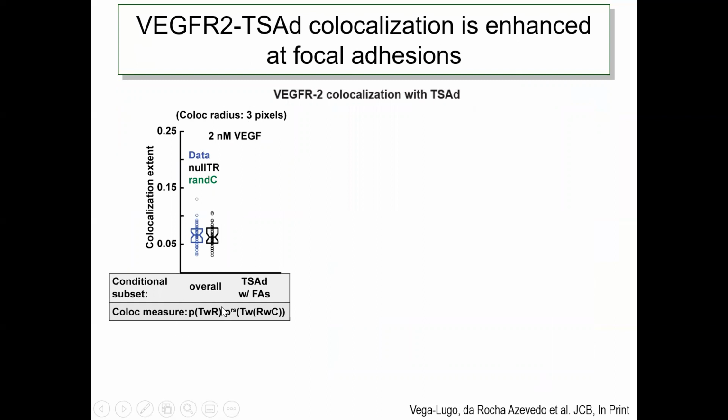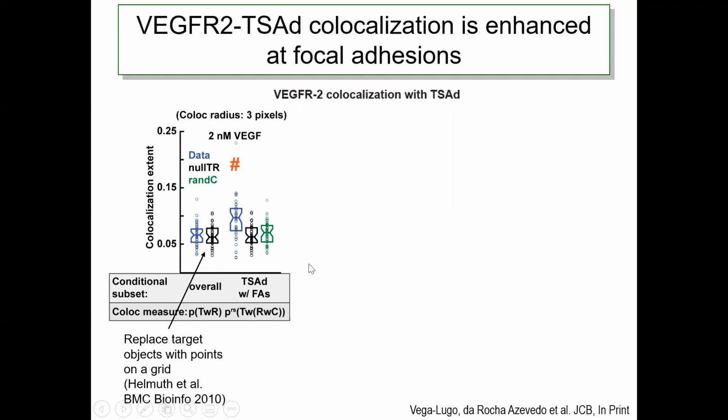First, if we look at just the overall probability of target to colocalize with reference, and what I'm showing here is VEGFR2 colocalizing with TSAd. Interestingly, we see that overall there is no significant colocalization between VEGFR2 and TSAd. So blue are the data, and in black is basically what we expect for coincidental colocalization. And as you can see, there is no difference between them. And this coincidental colocalization is obtained by replacing the target with basically objects with points on a grid. So no colocalization so far.